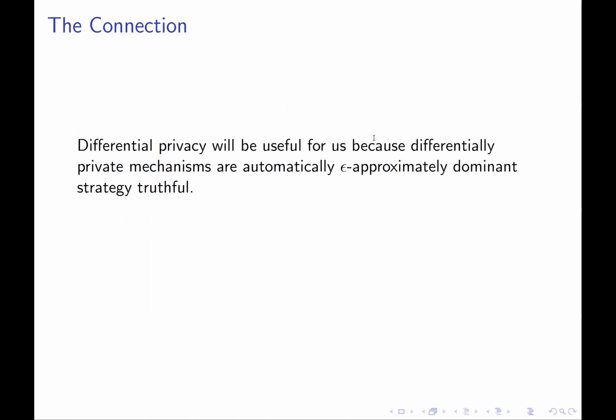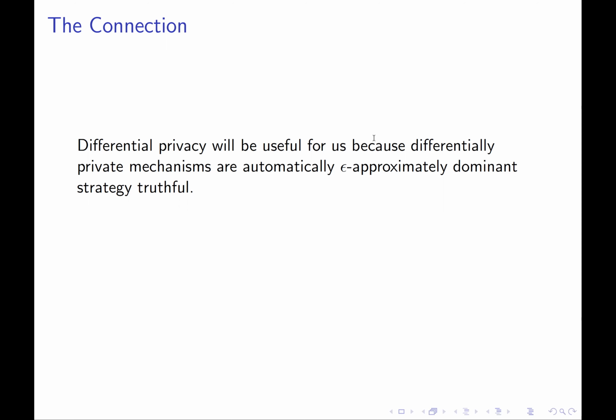The heart of the connection here, the reason why differential privacy is going to be useful for us, is because of a pretty simple observation that differential privacy is going to automatically guarantee approximate dominant strategy truthfulness. That is, if I design an auction mechanism that is epsilon differentially private, then it is also going to be epsilon approximately dominant strategy truthful.